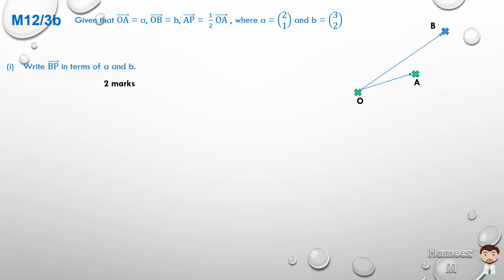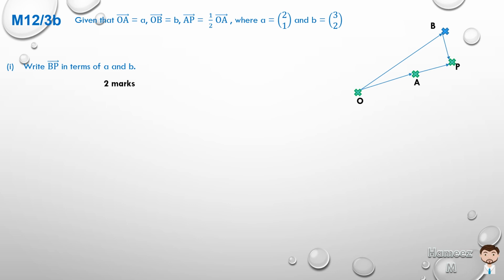And we also know that AP is equal to a half OA. So it means it's half the length of OA and moving in the same direction as OA. But it's starting at A. So it's going further to the right. And that will give us P.